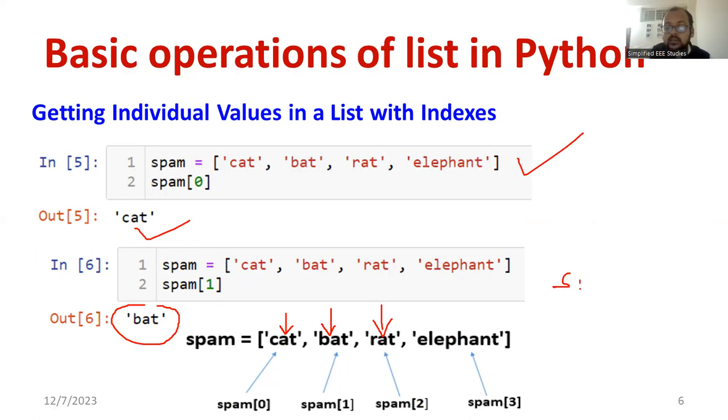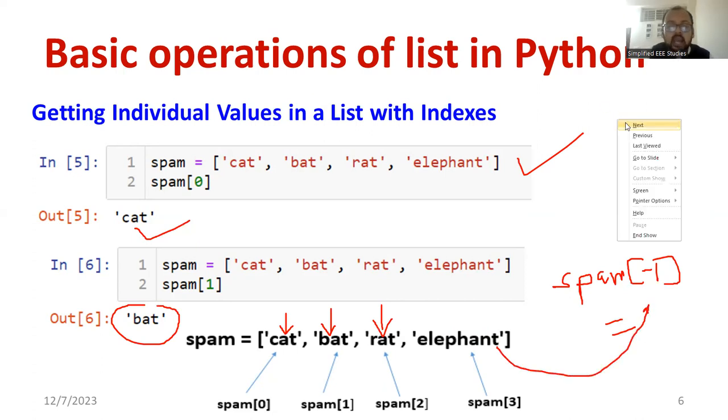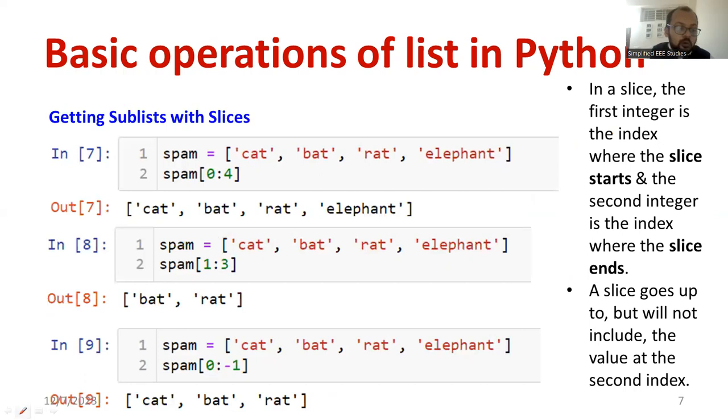If I do spam of -1, what is the answer? Tell me the answer. It is of course elephant. That means you'll be getting this particular answer here. So please be careful about how to write. Now, a few more operations are there.